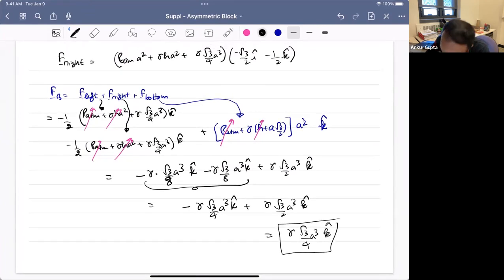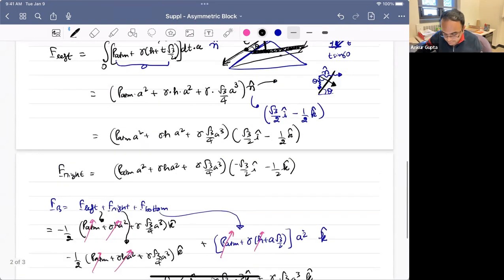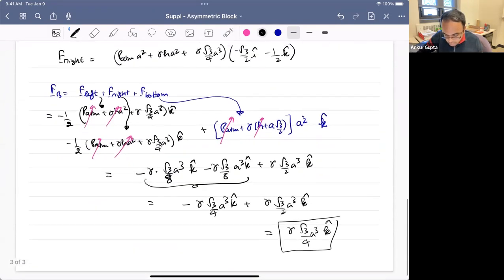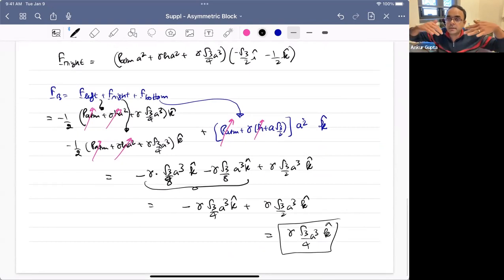Okay, and this is the same answer as the Archimedes principle. So this is really beautiful to see this result. I have always really liked this result. As you can see, it is exactly the same as the weight of the fluid displaced, root 3 by 4 gamma k cap. It's a lot more complex calculation, but it's very instructive.